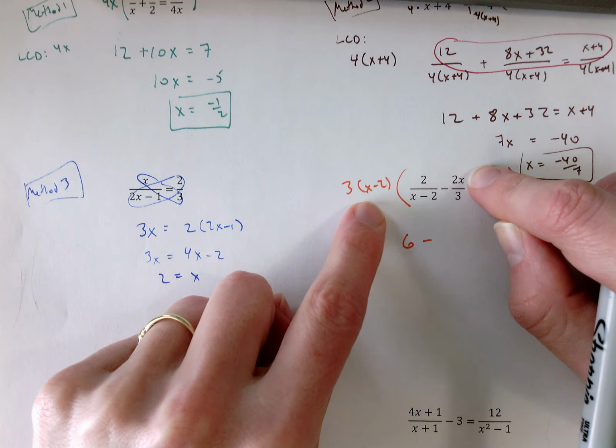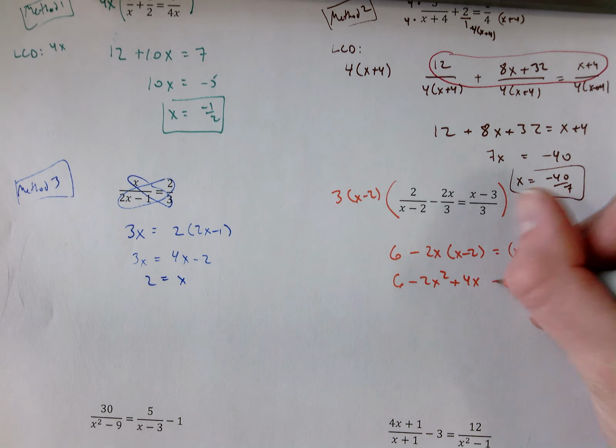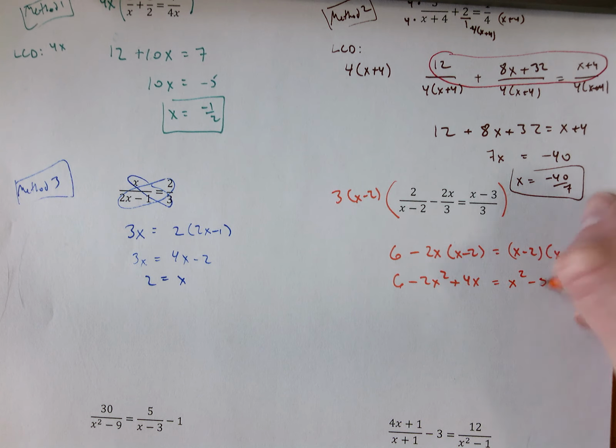Okay, now with this guy, the big thing to watch out for is make sure you distribute the negative sign with it. So when you do this distributive property, you're going to end up with negative 2x squared plus 4x. Okay, so watch out for that because you have a minus sign here. You need to subtract everything that ends up in the numerator here. Okay, and on this side, that's going to square out to x squared minus 5x plus 6.